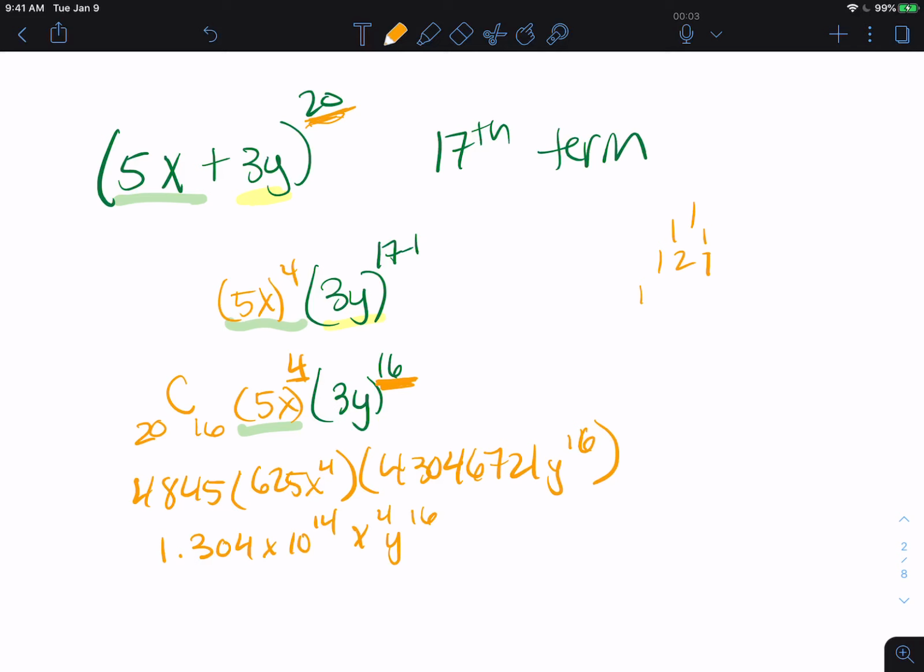Normally I won't give you such large numbers, so you won't have to write it in scientific notation or write 14 digits after that. But the idea was that you can see that you can find it even with really large numbers. So then this would be our 17th term of this expansion. So it's nice to be able to see the pattern for terms as well, so that if you need just a term, you don't have to figure out the whole expansion and do all this extra work.